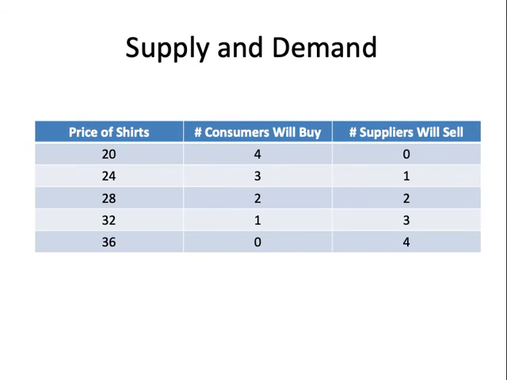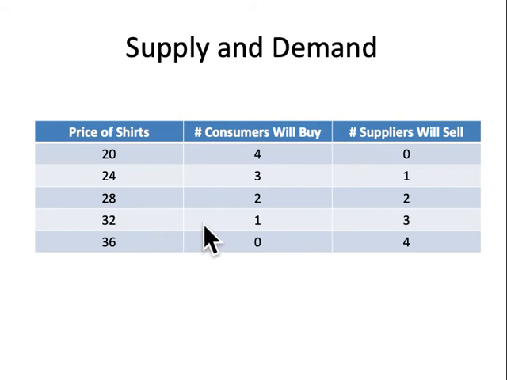So if you look at this chart right now, can you already make a conclusion? Okay, you can see at $20, consumers want to buy 4, but suppliers will want to sell none. So it's like, okay, nothing's going to happen here. At $24, consumers will want to buy 3, but suppliers will only want to sell 1. So one consumer might get 1 shirt, but then what else happens? Okay, at $28, consumers want to buy 2, suppliers want to sell 2, so that looks like it matches up nicely.